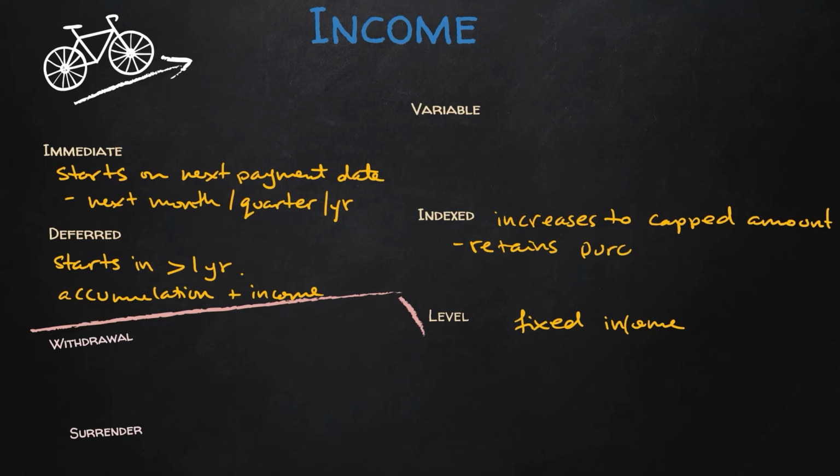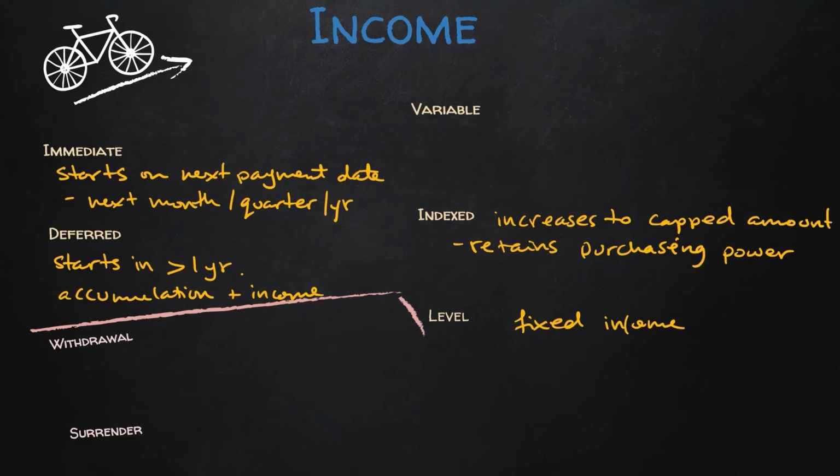The next one is indexed, and that increases up to a capped amount with inflation. The point of this one is so that your purchasing power is not eroded by inflation. You know initially what that capped amount is. So let's say they say, okay, your annuity is going to be indexed at 3%, and so your income will be indexed at 3% every single time that you receive it. So every year it is increasing. Like I said, it's a great option because it retains your purchasing power. That sort of eliminates some of the risk that's affiliated with annuities.